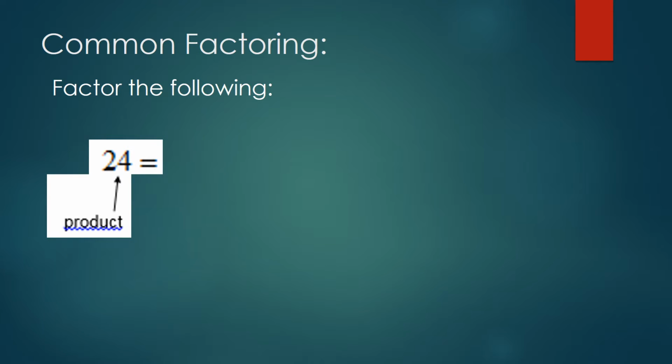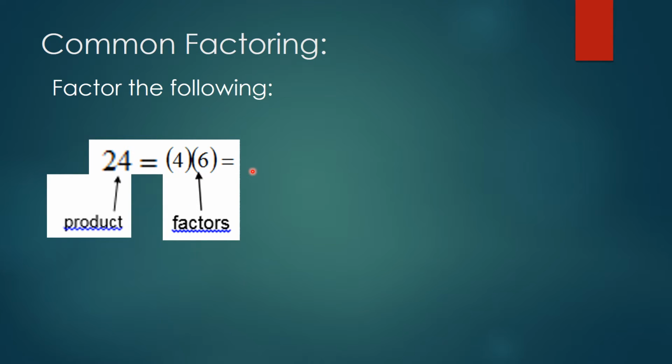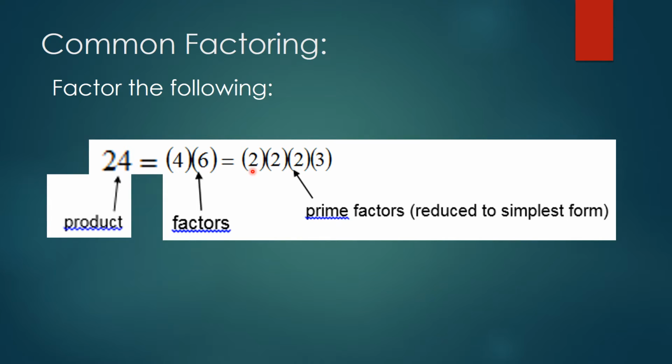So if we looked at factoring 24, we refer to 24 as a product because it's a product of multiplying two other numbers. Those two other numbers that you multiply together are called the factors. So two factors of 24 are 6 and 4. You can break them down into the prime factors, 2 times 2 times 2 times 3.